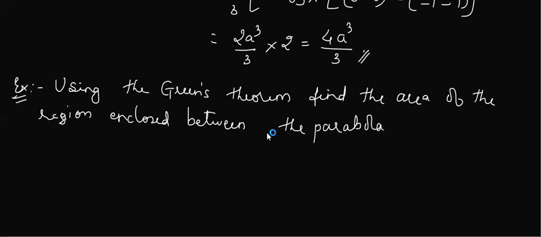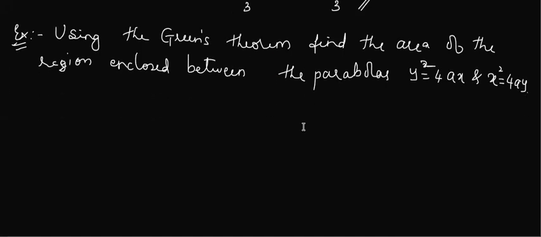What are the two standard parabolas where we take the area? Y square is equal to 4ax and x square equal to 4ay. Very good. This we use repeatedly. Good, it has come in one of the concepts of line integral also.